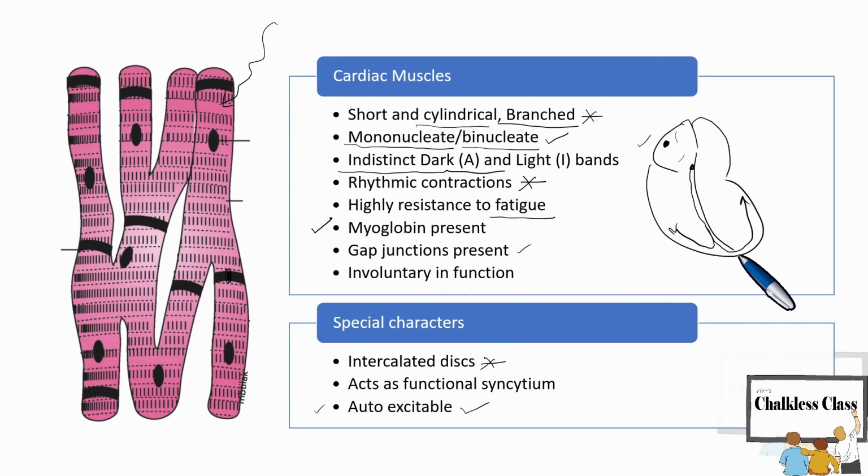So now, what are the unique characters of these muscles? Once again, we'll check. Presence of intercalated discs and the presence of indistinct dark and light bands. And these are branched muscles. These are the special characters. These do not undergo fatigue. Rhythmic contractions they do. And these are involuntary muscles. These are some special characters of the cardiac muscle.